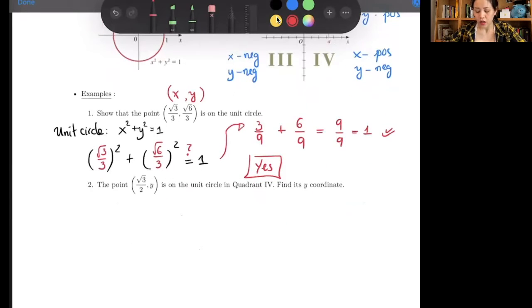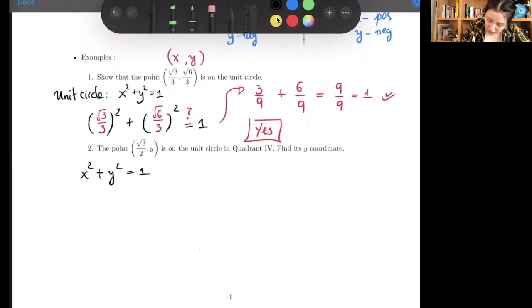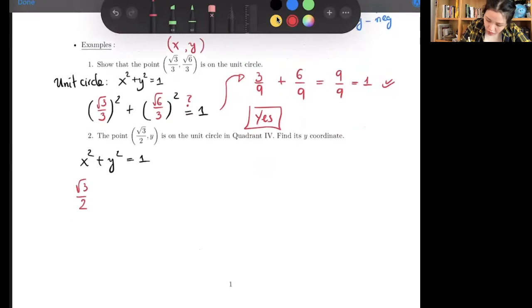Problem number 2: the point square root of 3 over 2 comma y is on the unit circle. They say that the given point is on the unit circle and is in quadrant 4. Find its y coordinate. Same thing, I'm going to use the definition of the unit circle. Start out: x squared plus y squared equals 1, and x is root 3 over 2. Don't forget to square it. Plus y squared equals 1.